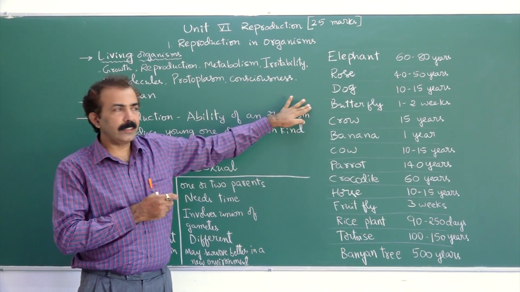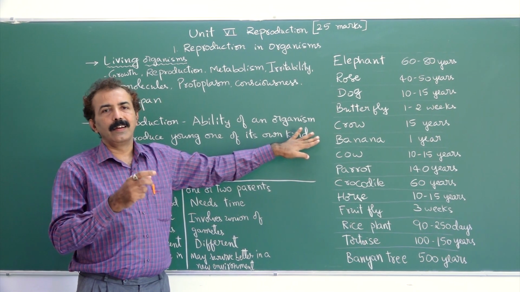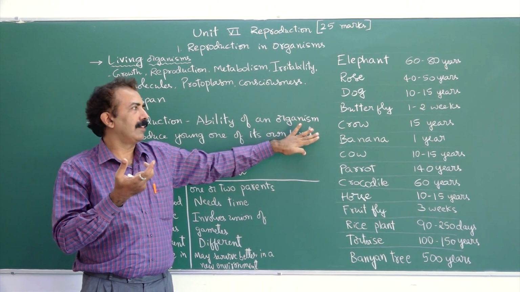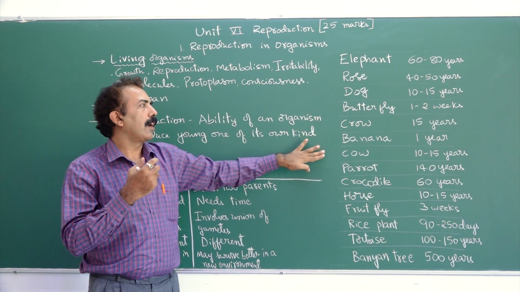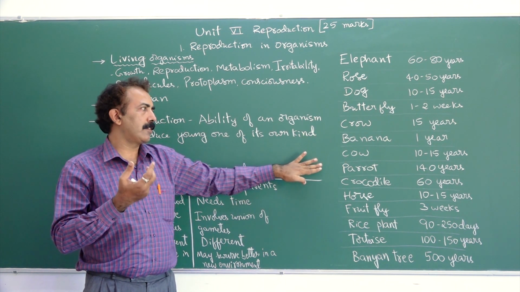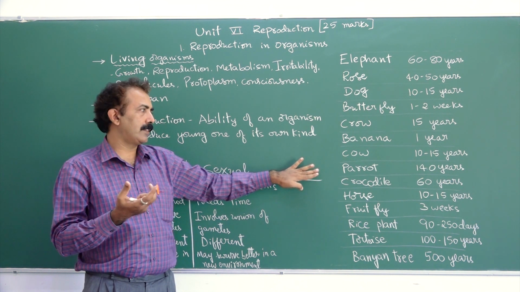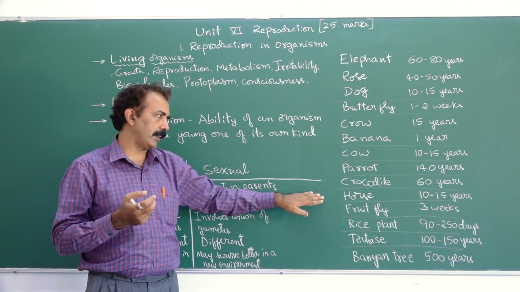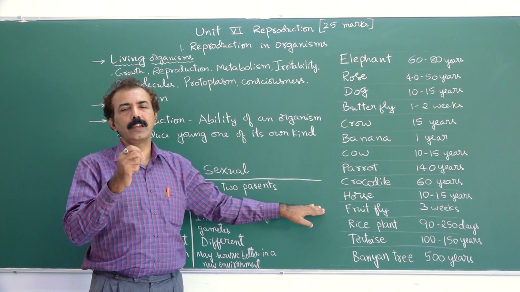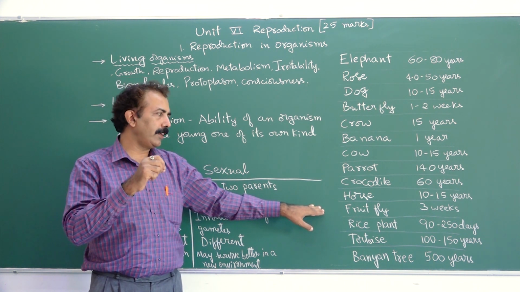Butterfly, 1 or 2 weeks. Crow, 15 years. Banana plant, a sucker which grows into a plant, hardly about 1 year. After producing fruit, it dies. Cow, 10 to 15 years. Parrot, interestingly, has a long lifespan, 140 years. Crocodile, 60 years. Horse, 10 to 15 years. Fruit fly, a small insect which you find on rotten fruits, about 3 weeks.